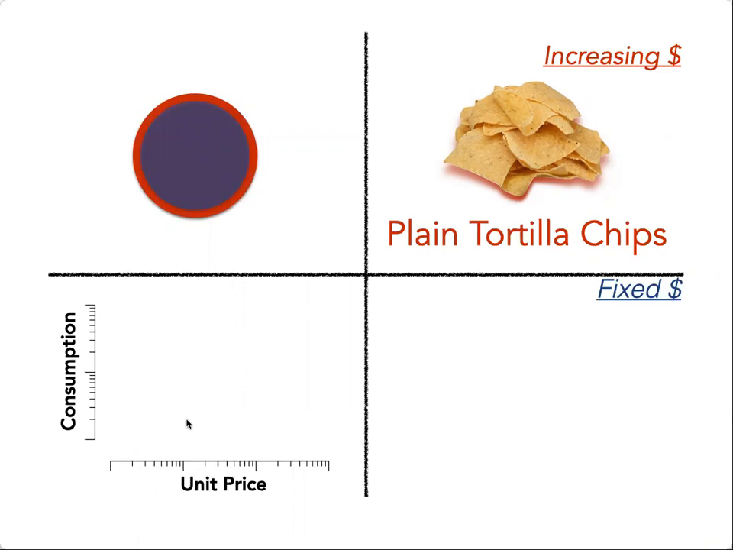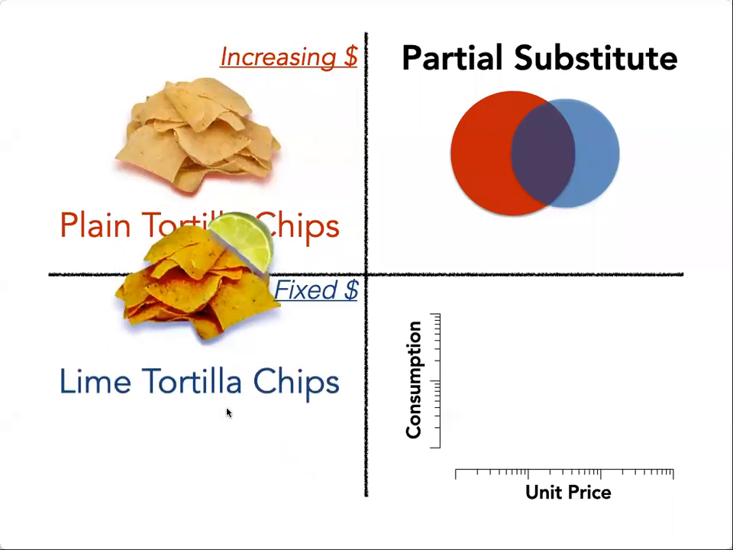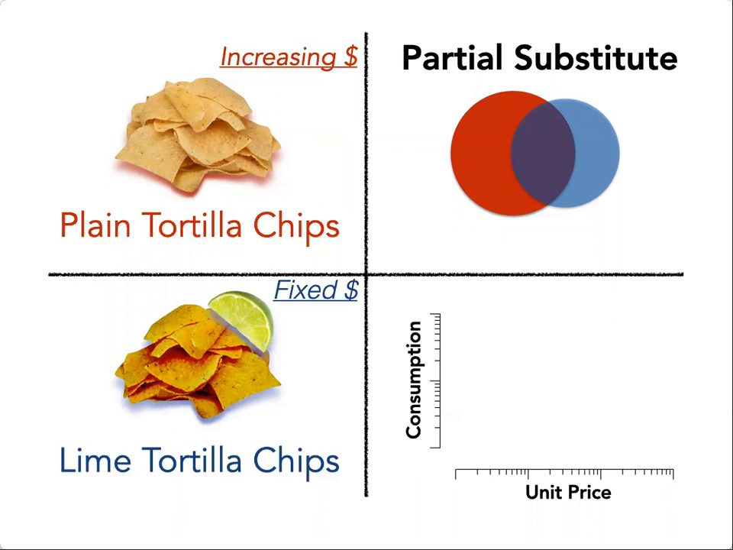Now, not everything is a perfect substitute, and rarely do we find perfect substitutes. So let's talk about imperfect substitutes or partial substitutes. So in this case, we might have plain tortilla chips, and then we have a different brand of tortilla chips, or we have lime tortilla chips, or something that's not quite the same.